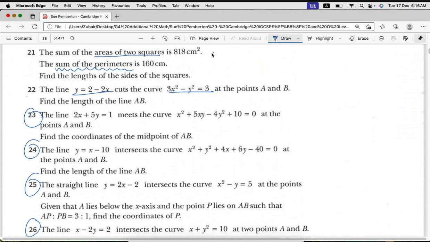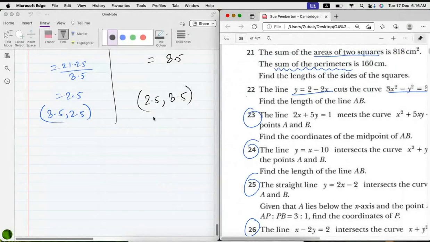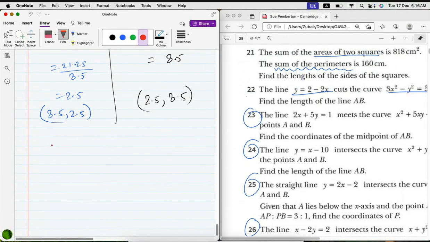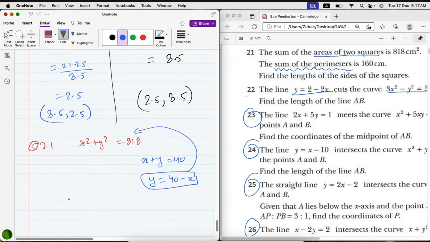So for the first one, it's x squared plus y squared equals 818. And for the second one, it's 4x plus 4y equals 160. Correct. And the second one could be simplified to this. Equations are correct. And we can plug it back in.